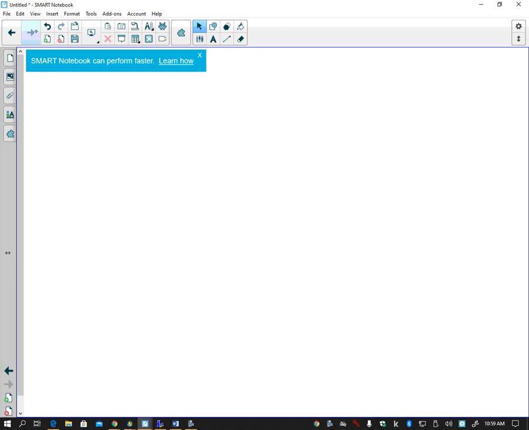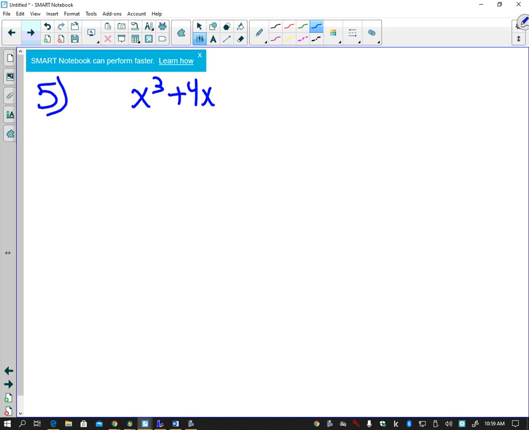All right, next up is number 5. So we're dividing x cubed plus 4x squared plus 10 by x plus 3. There are 2 ways to do this: long division and synthetic division. Synthetic division is by far the easiest, but you have to know what you're doing. This is something you should have learned in Algebra 2.